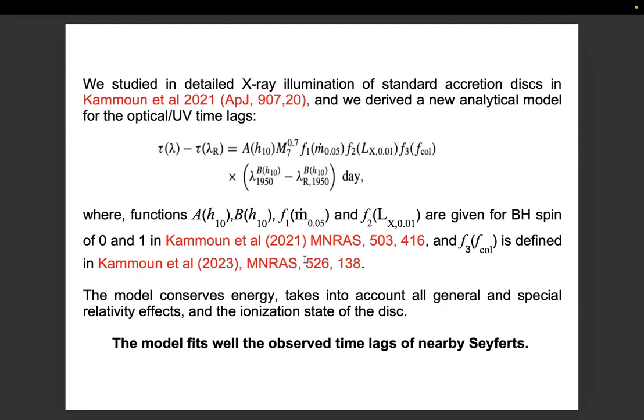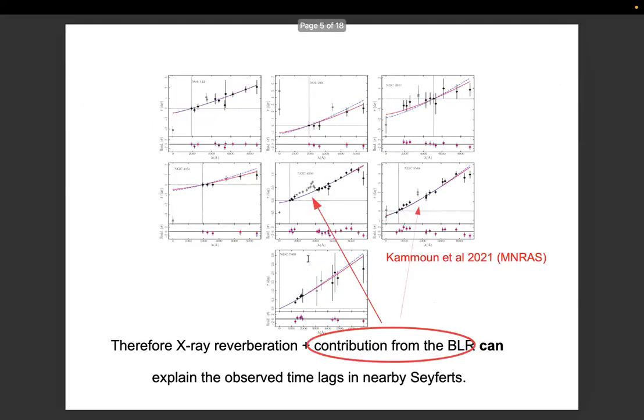The model takes into account all general and special relativity effects, and these are also important. And it also conserves energy, which again is a very important thing. And the model fits the data very, very well. There is no disk size problem.